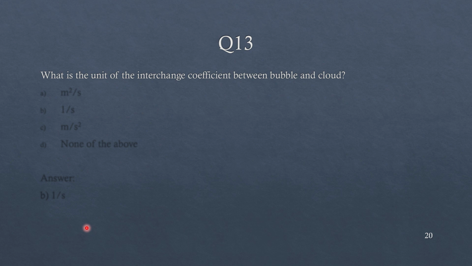We'll go to question 13. In question 13, it is asked, what is the unit of interchange coefficient between bubble and cloud? That is KBC that we saw in the previous problem. Option A, it is meter square per second. Option B, it is 1 by second. Option C, it is meter per second square. Or option D, it is none of the above. So the interchange coefficient's unit is as. You pick one from the four options and we will discuss.